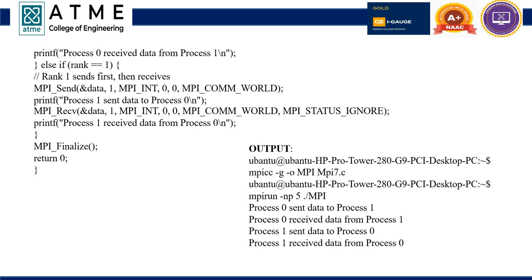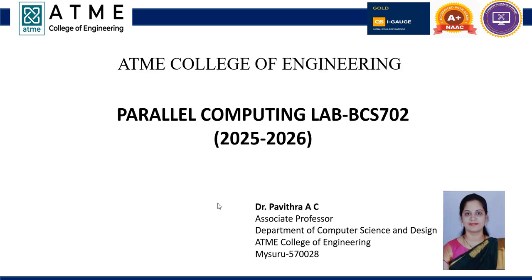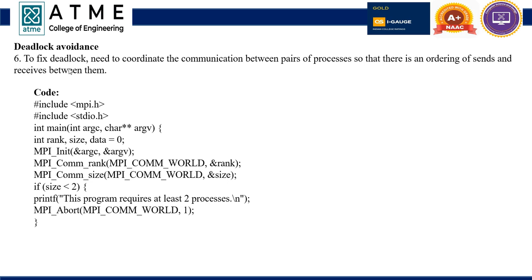So this is what the demonstration of deadlock shows. Now in the second phase, we have to see deadlock avoidance also. To fix the deadlock, you have to coordinate the communication between the pairs of processes so that there is an ordering of sends and receives between them. Okay, so let us see the code.